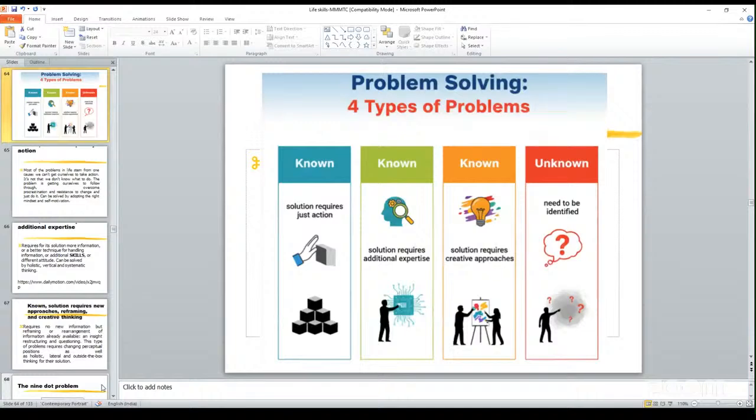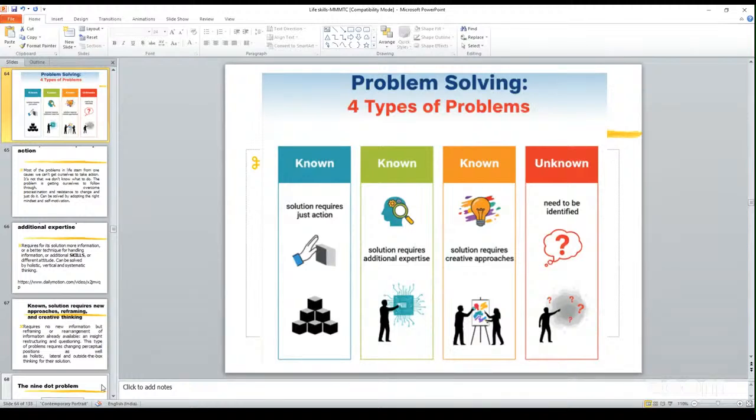Now understand there are four types of problems. Usually when we talk about problems, we discuss four types. The first one: the problem is known and the solution requires just action. The second: the problem is known, but the solution requires additional expertise. Third: the problem is still known, but the solution requires creative approaches. And the fourth: the problem is unknown, and you need to identify it. This is quite a tricky one. So we start with the first type: problem known, and the solution requires just action.